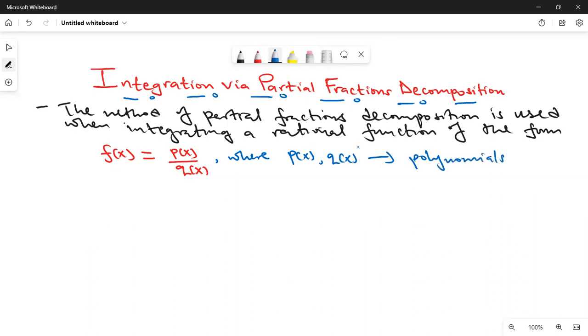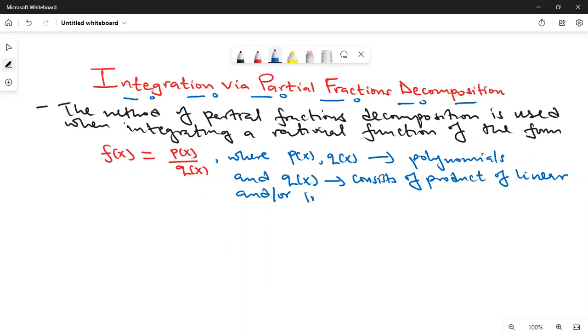You know what we mean by a polynomial? And also, q of x, the denominator, consists of a product of linear and/or irreducible quadratic factors. So you may have a product of linear factors or quadratic factors or a combination of the two.